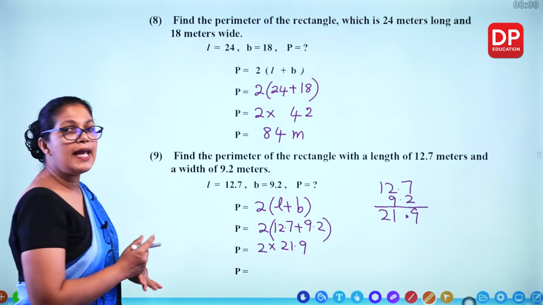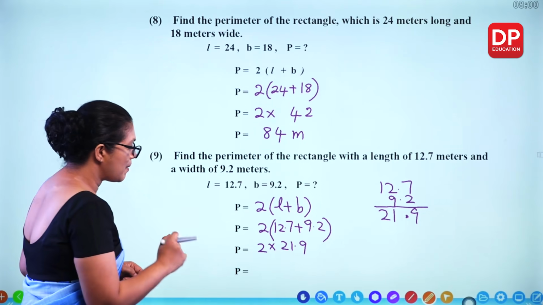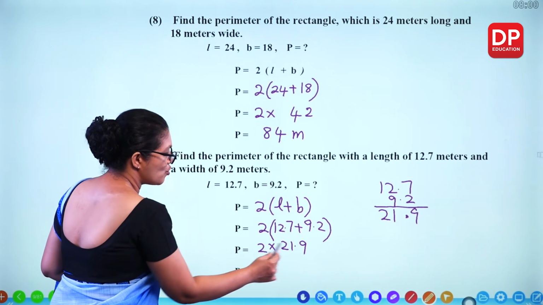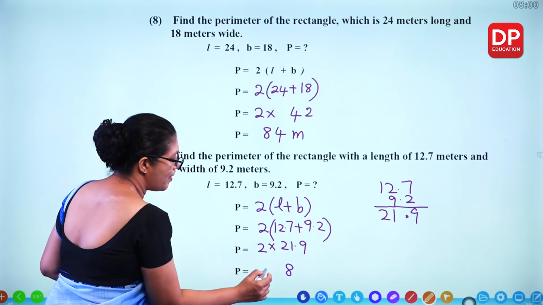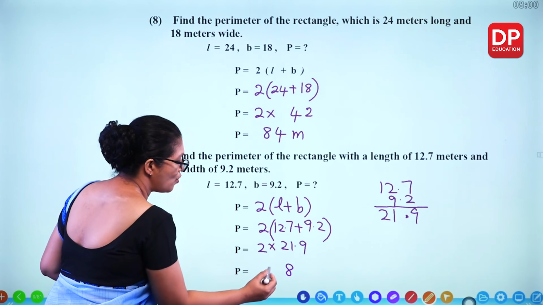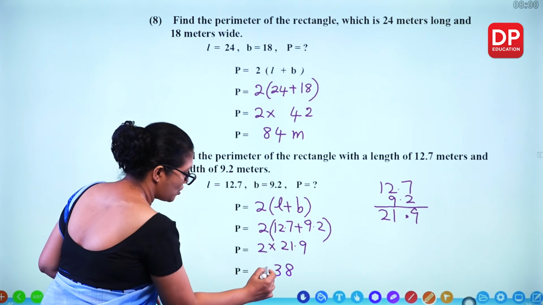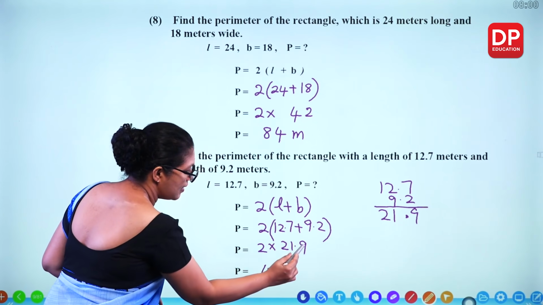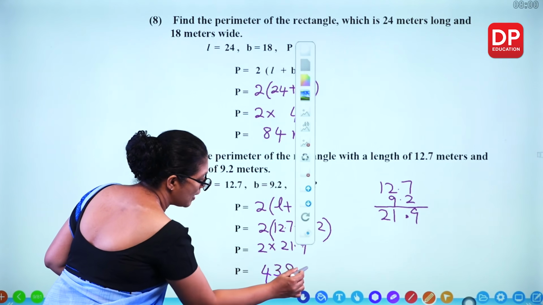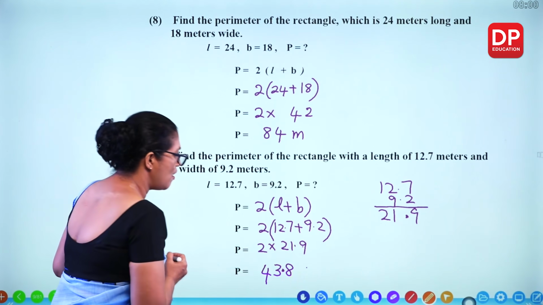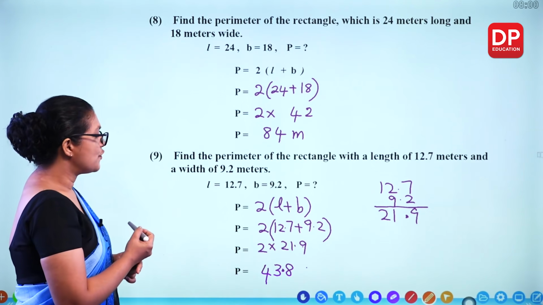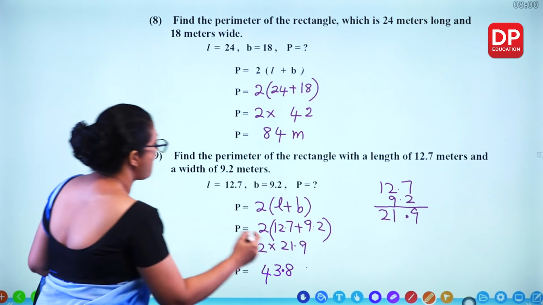How do you multiply? Ignore the decimal and first multiply by 2. 2 times 9, 18. 1 remaining. 2 times 1, 2 plus 1, 3. 2 times 2, 4. Then 1 decimal place you have to keep. So I can keep it here. So 43.8 meters.